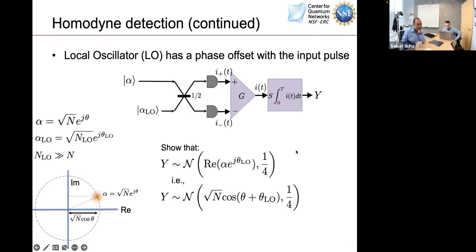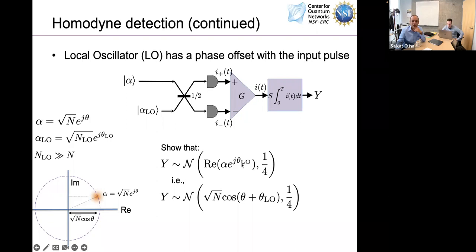So now we talked about homodyne detection. Now in homodyne detection, one nice thing is that this local oscillator alpha LO could have a phase that you could choose. It doesn't have to be in phase with your input. So I can choose this theta LO to be different from the phase of my input signal. And if you did the math, what you will see is that you will still get this 1/4, but the amplitude, instead of being alpha, will be alpha times e to the j theta LO.